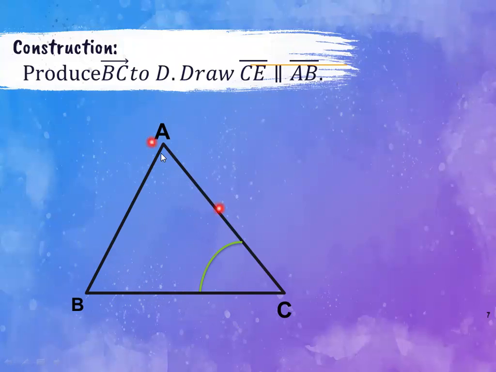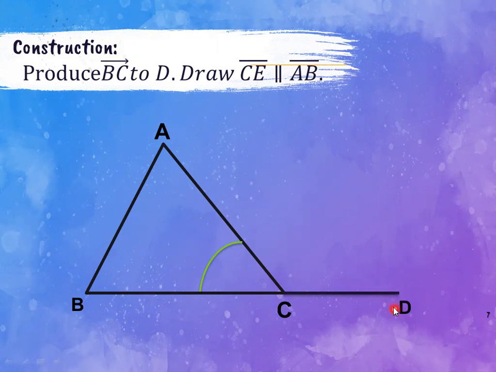What are we going to construct here? Produce BC to D. Means you will produce BC to D, you are going to extend this BC to point D. How am I going to extend it? Simply I will extend this line just like this, towards point D.